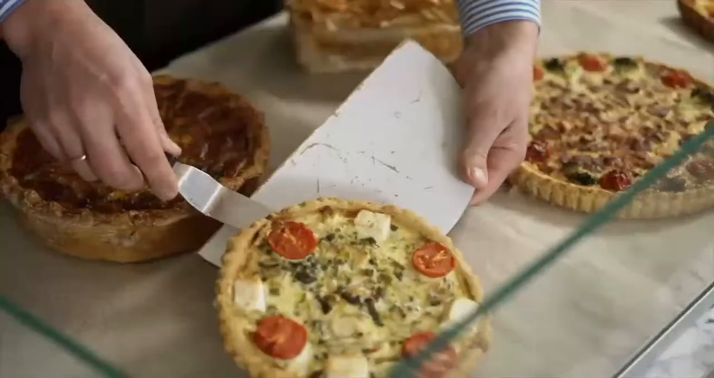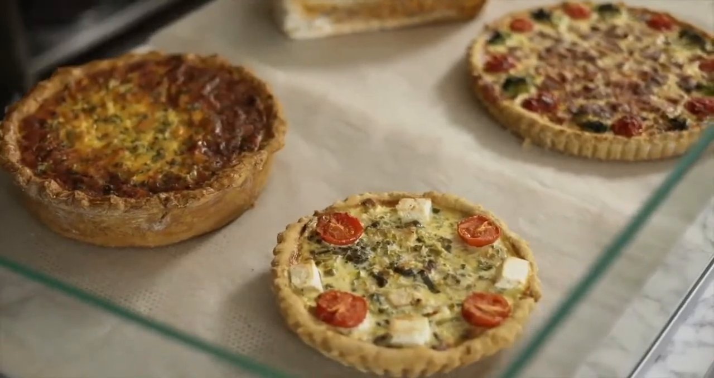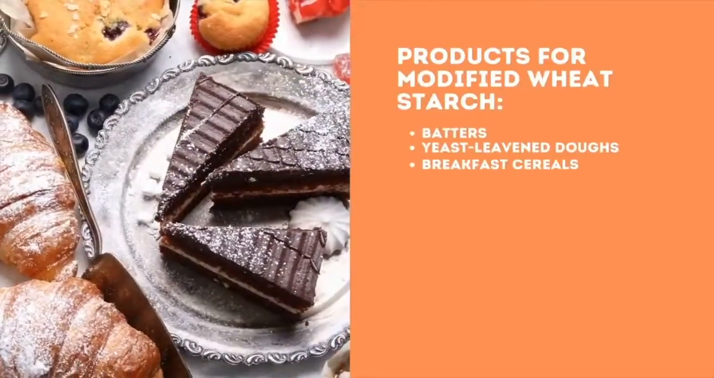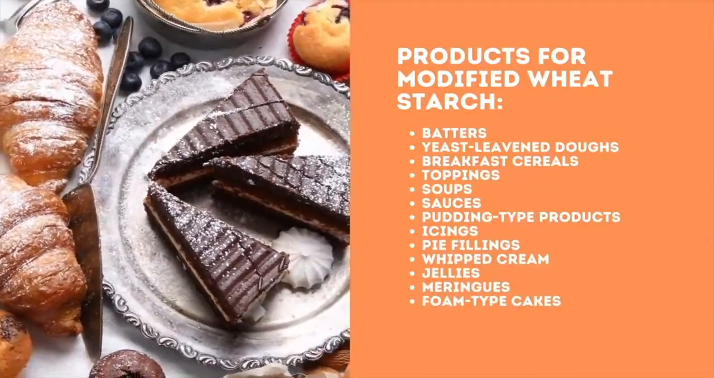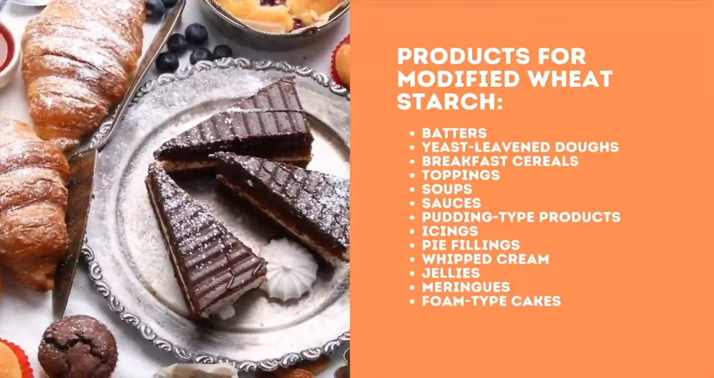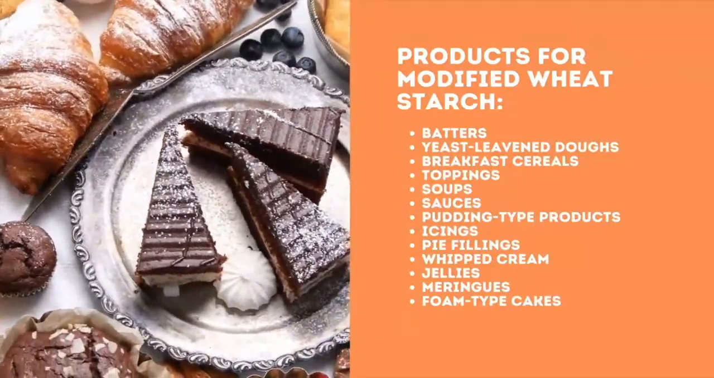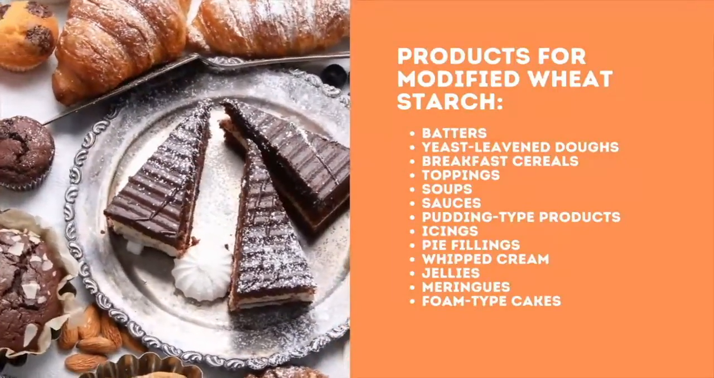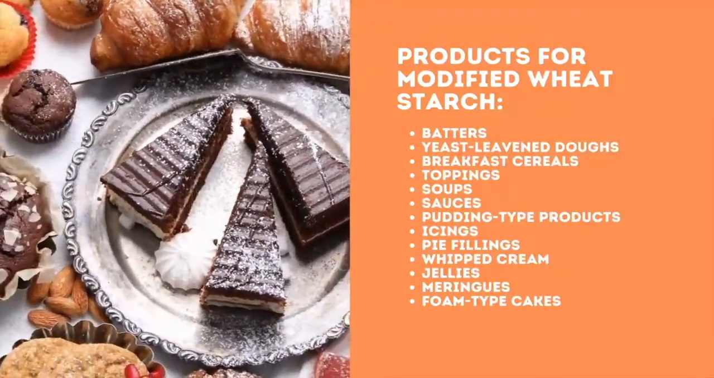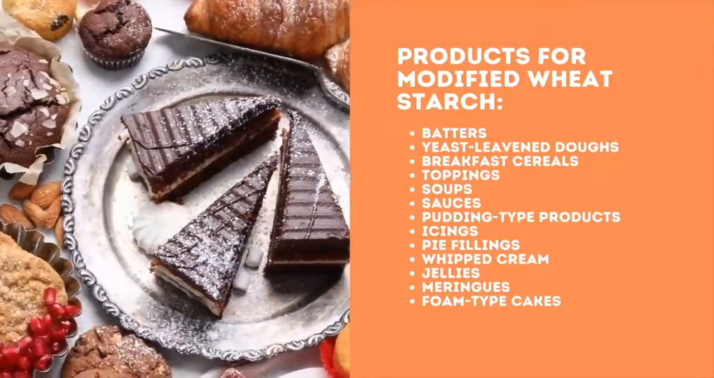to food products. Modified wheat starch can be used in infinite products such as batters, yeast-leavened doughs, breakfast cereals, toppings, soups, sauces, pudding-type products, icings, pie fillings, whipped cream, jellies, meringues, foam-type cakes.